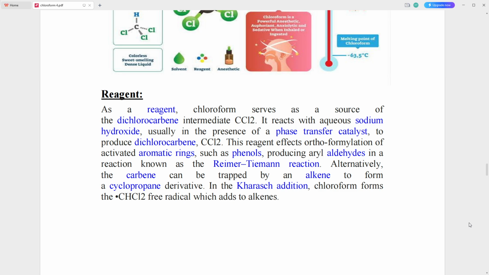As a reagent, chloroform serves as a source of the dichlorocarbene intermediate, CCl2. It reacts with aqueous sodium hydroxide, usually in the presence of a phase transfer catalyst, to produce dichlorocarbene, CCl2. This reagent effects ortho-formylation of activated aromatic rings such as phenols, producing aryl aldehydes in a reaction known as the Reimer-Tiemann reaction. Alternatively, the carbene can be trapped by an alkene to form a cyclopropane derivative.